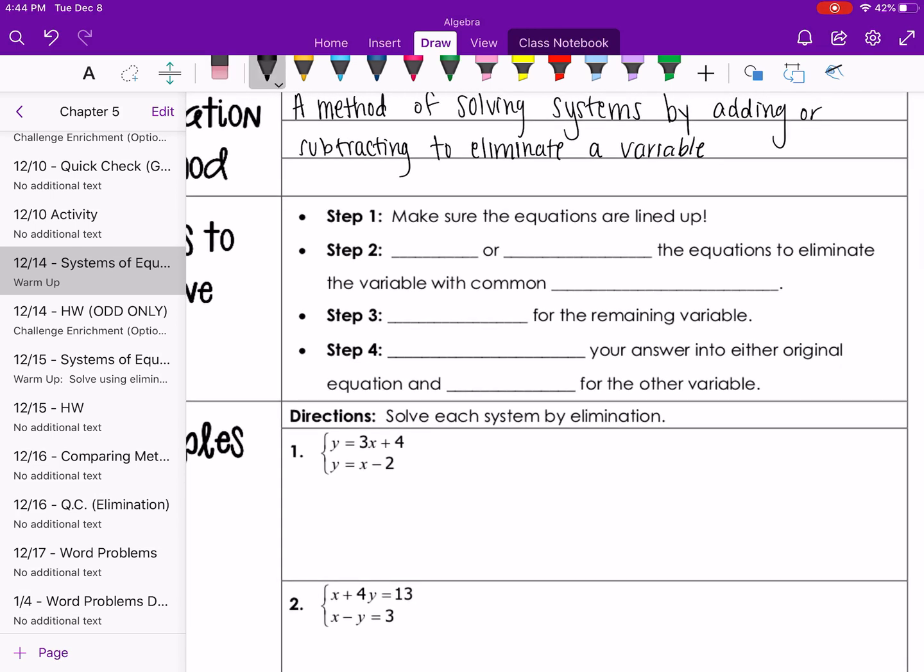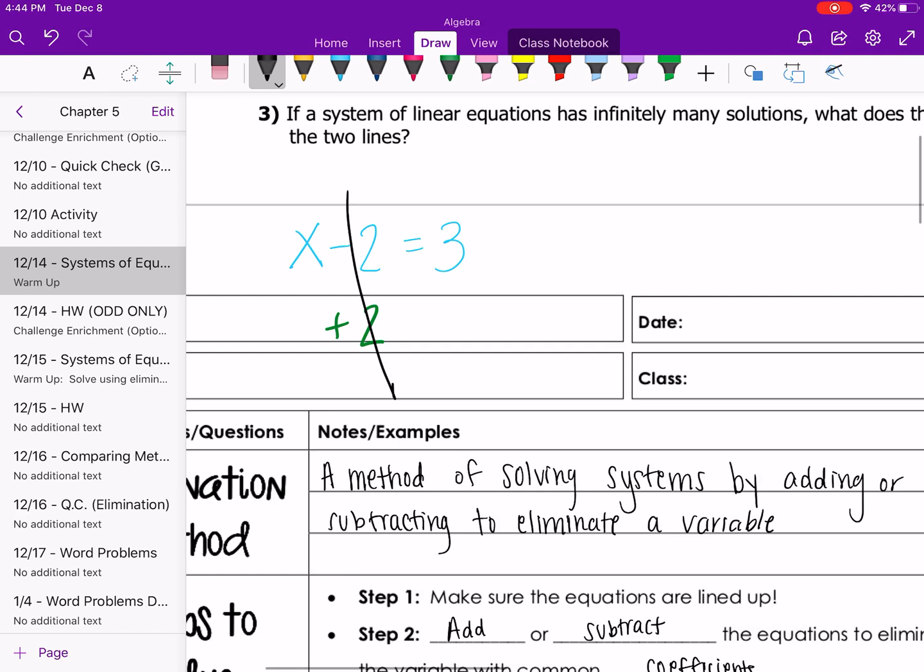Step 2 would be to add or subtract the equations to eliminate the variable with common coefficients. So that's what's going to be important here. Looking back up here with my 2 example, maybe I would say this was negative 2y and positive 2y. I could do the opposite operation and I would cancel out that entire 2y term, and that is going to be our goal here.